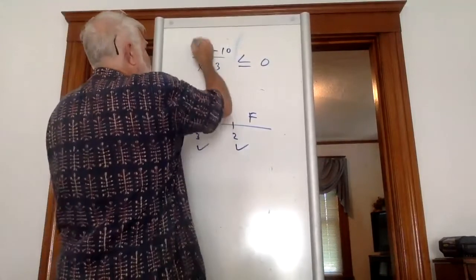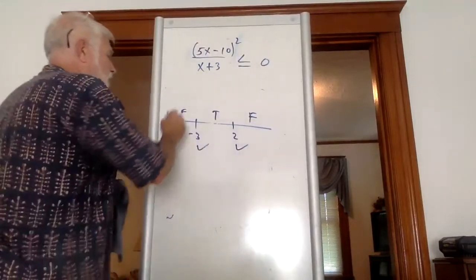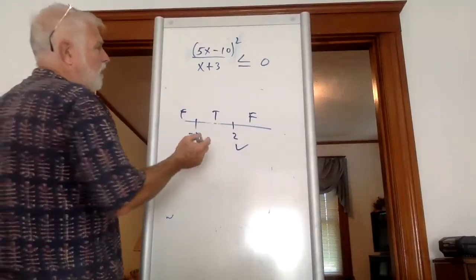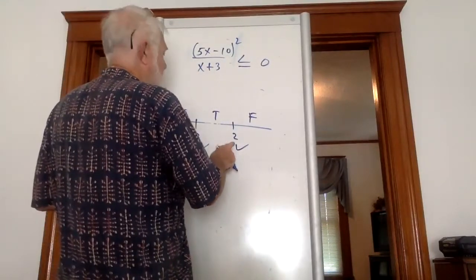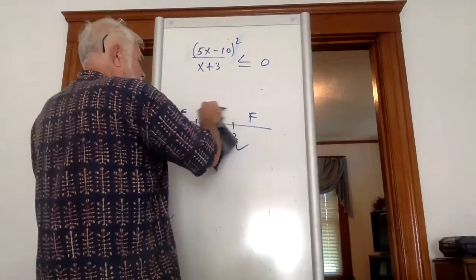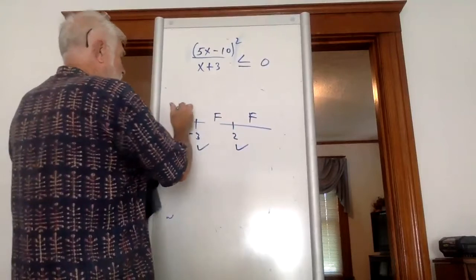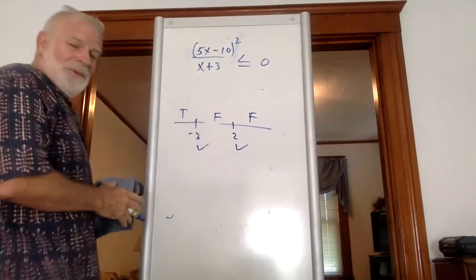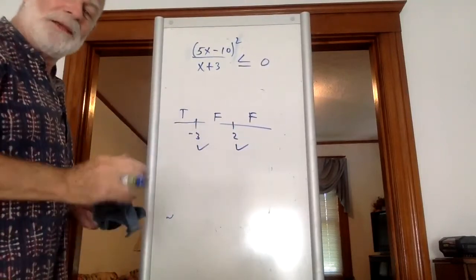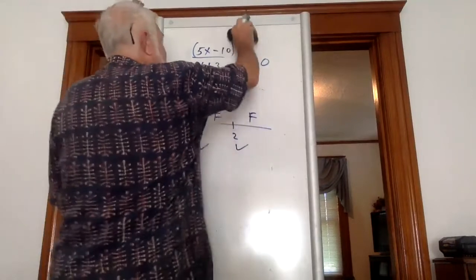Oh, what happened if I made this a square? If I made it a square, well, then I don't get a sign change at 2. If I don't get a sign change at 2, then that would have been false as well, and that would have been true. I haven't had my coffee. So check it out. If I'm wrong, email me. All right, but this was the original.